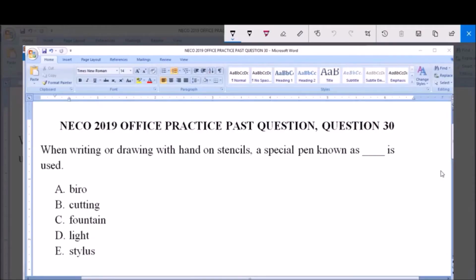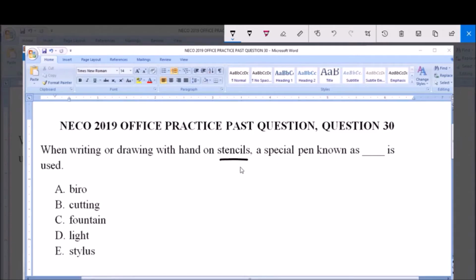Hello, good day and welcome. I will be answering NECO 2019 Office Practice Past Question, question 30. When writing or drawing with hand on stencils, a special pen known as dash is used. A. Biro, B. Cutting, C. Fountain, D. Light, and E. Stylus. Now before we can answer this question, what is a stencil?